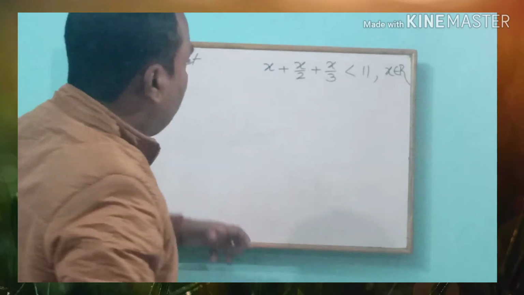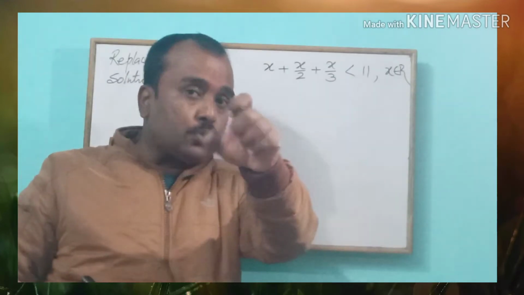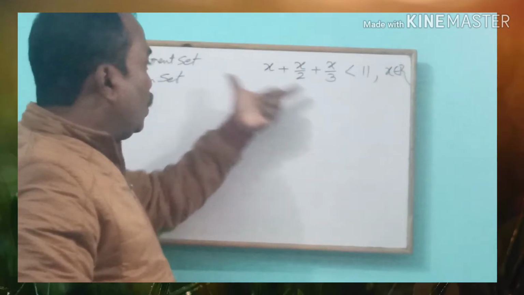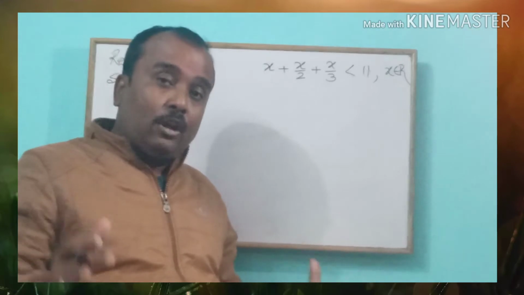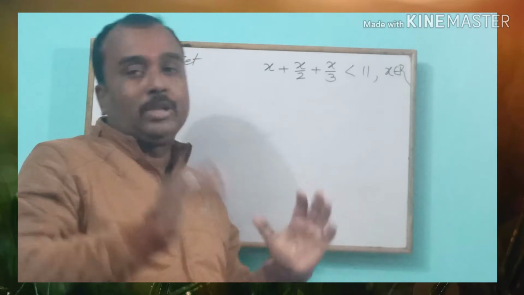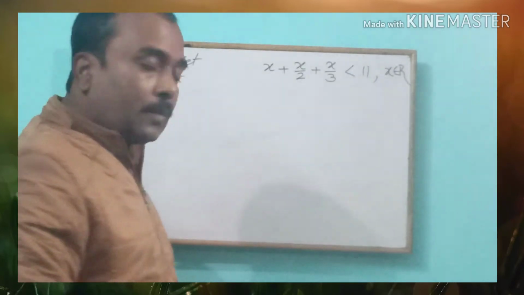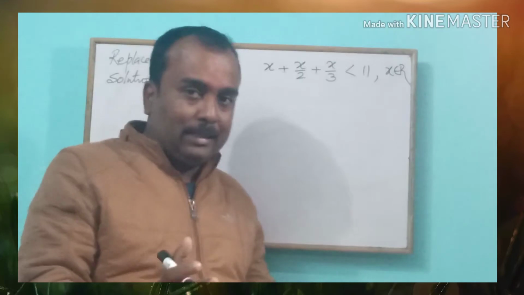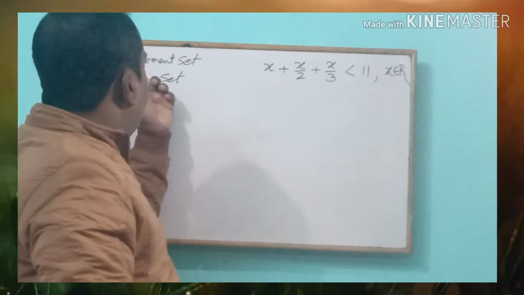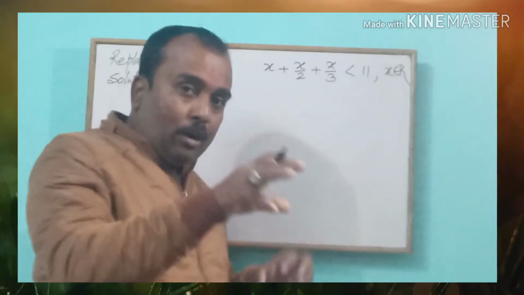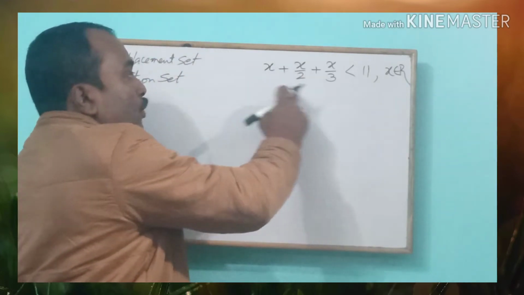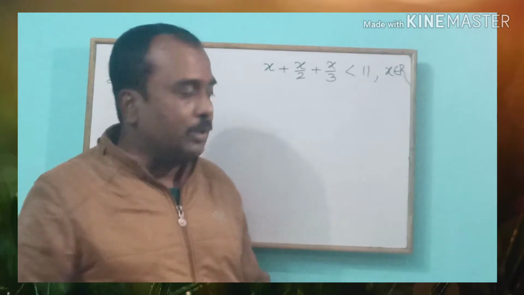Now from the replacement set, I have to get only those values of x which will satisfy this inequation. So those values of x are known as the set of solutions for the value of x, or that is known as the solution set. I think it is clear what a replacement set is. The replacement set is a bigger set where the variable x is defined, and the solution set is the set of values of x which satisfies this particular inequation, or whatever inequation is given to us.